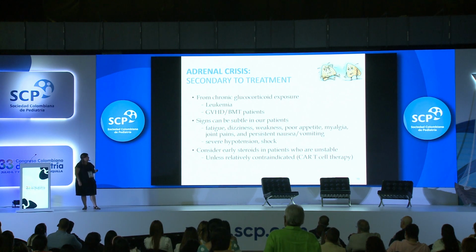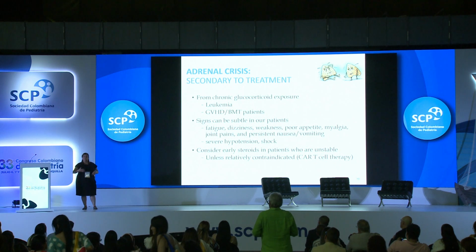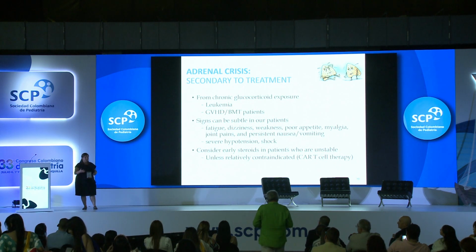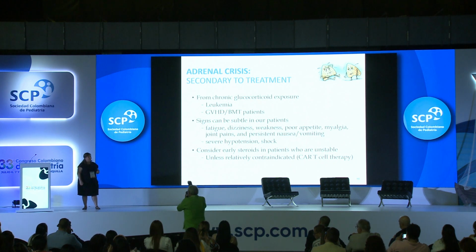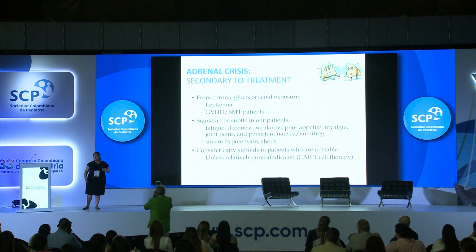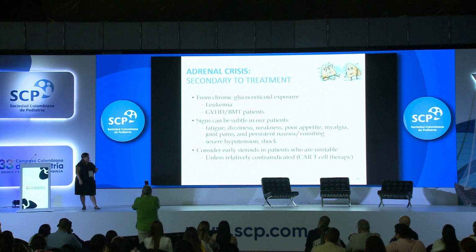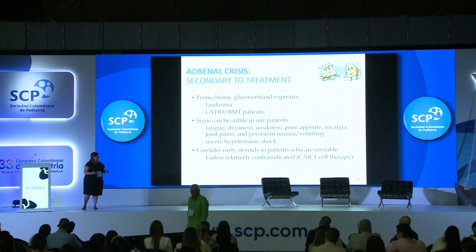Signs can be subtle in our patients, and so you may have a patient who has a fever who's a little bit more sick than you would expect just with a fever. It can present as fatigue, dizziness, weakness, poor appetite, body aches, joint pains, or persistent nausea and vomiting. You can also have severe life-threatening adrenal insufficiency, such as hypotension or shock. We consider early steroids in our patients who are unstable with a lot of these signs.